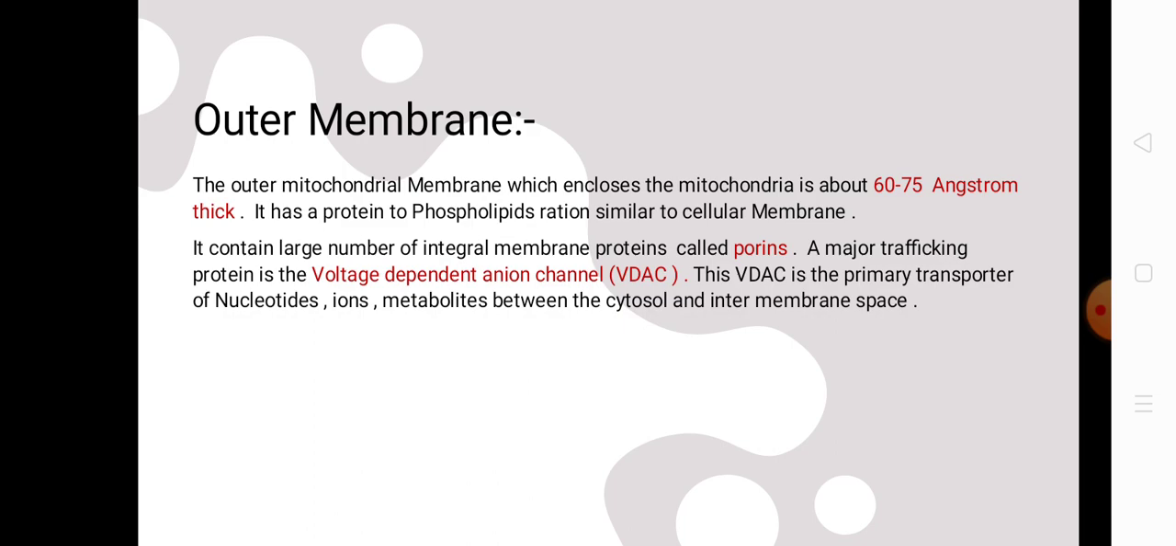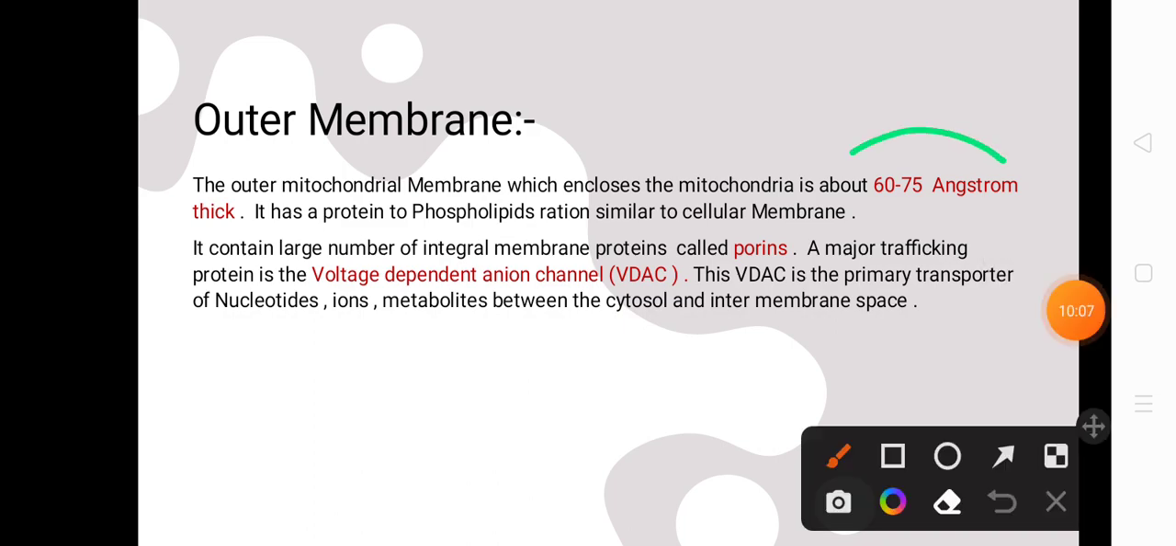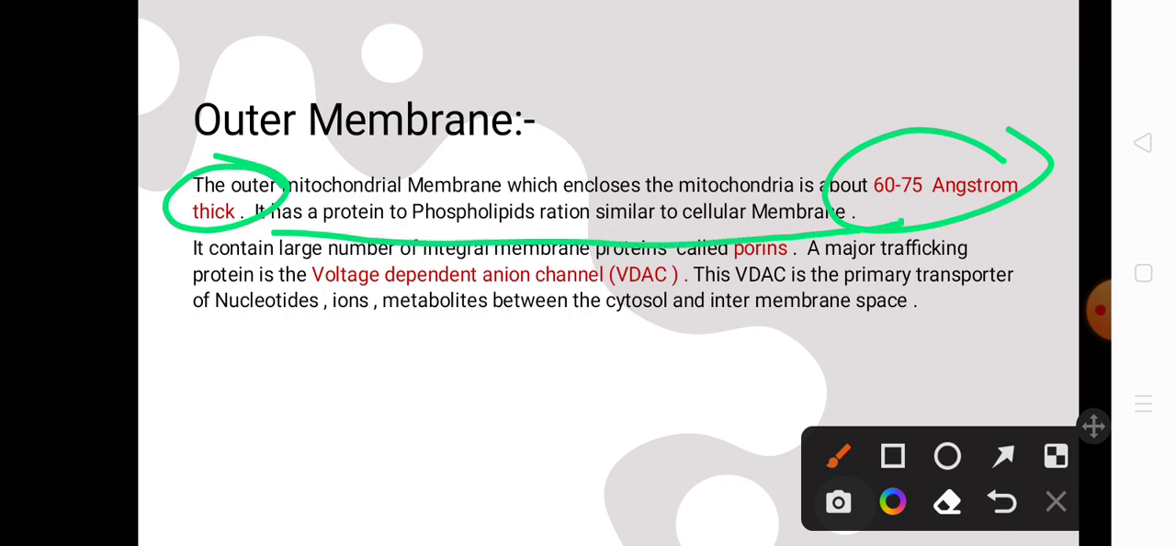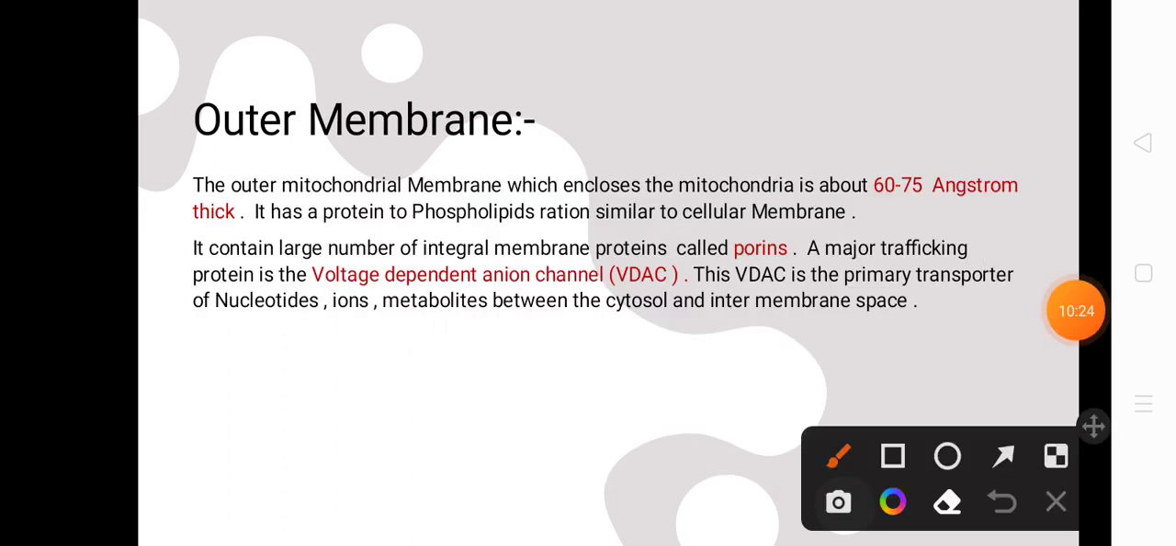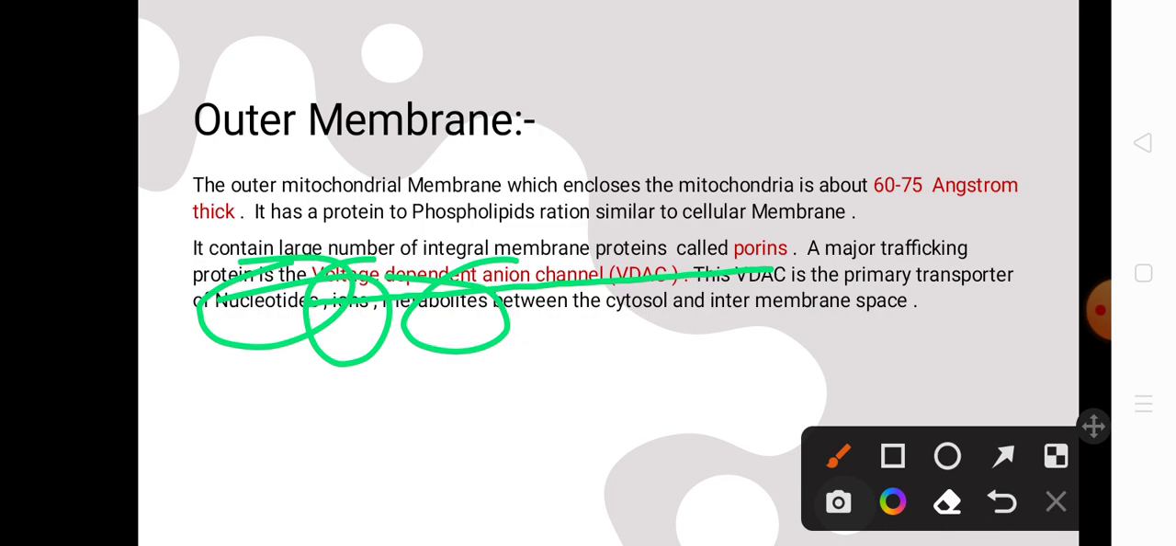So first, the outer membrane. The outer membrane is 60 to 75 angstrom thick, and it generally covers the mitochondria. As I have just told you, it has a protein to phospholipid ratio similar to the cellular membrane, and it contains a large number of porin proteins. I have also told you about the voltage dependent anion channel, VDAC. This VDAC is responsible for the entry of nucleotide ions and various metabolites from the cytosol to the intermembrane space.